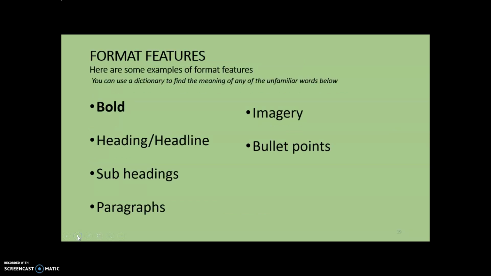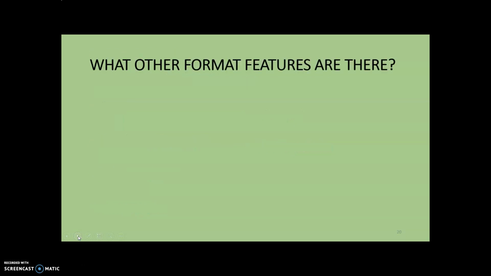So format features. Here are some examples of format features. If you're not sure of any of the words, look them up in the dictionary. So we've got bold. Yes, if you look at the magazine of Cheryl Cole, a lot of the text was put in bold. There may be a heading or subheadings, and you use paragraphs to change the topic of sentences. So they are the different types of format features.